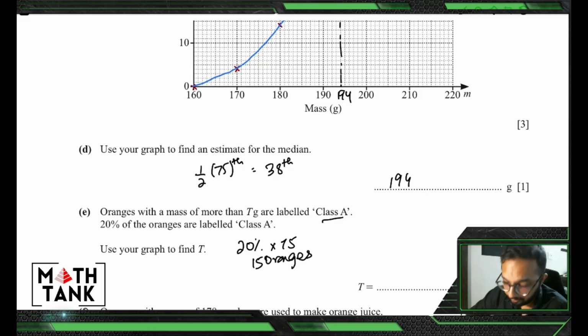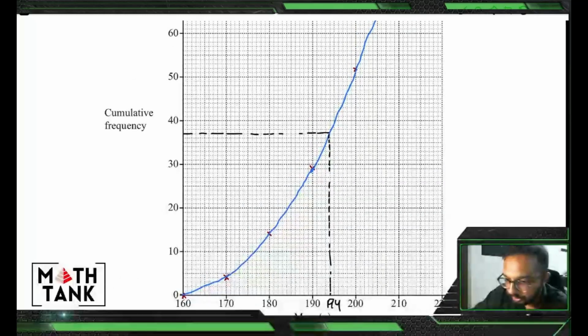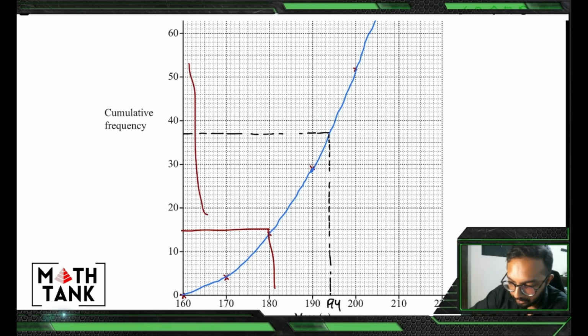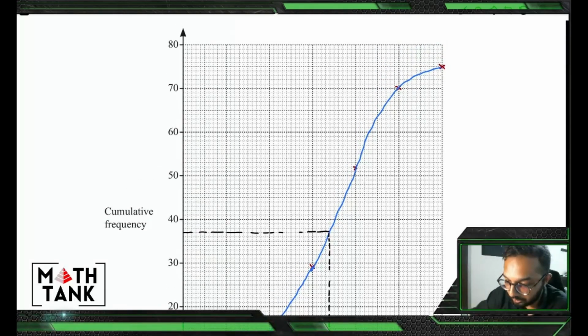Now I'm looking for them in such a way that they have a mass of more than t grams. So above a certain boundary, there should be 15 oranges. These are oranges and this is 15, not 150. So I'm not going to look at the bottom 15. Why not? Because above this would then be 60 oranges. What do I want? I want a boundary such that above that boundary there are just 15 oranges. So I'm going to look from the top.